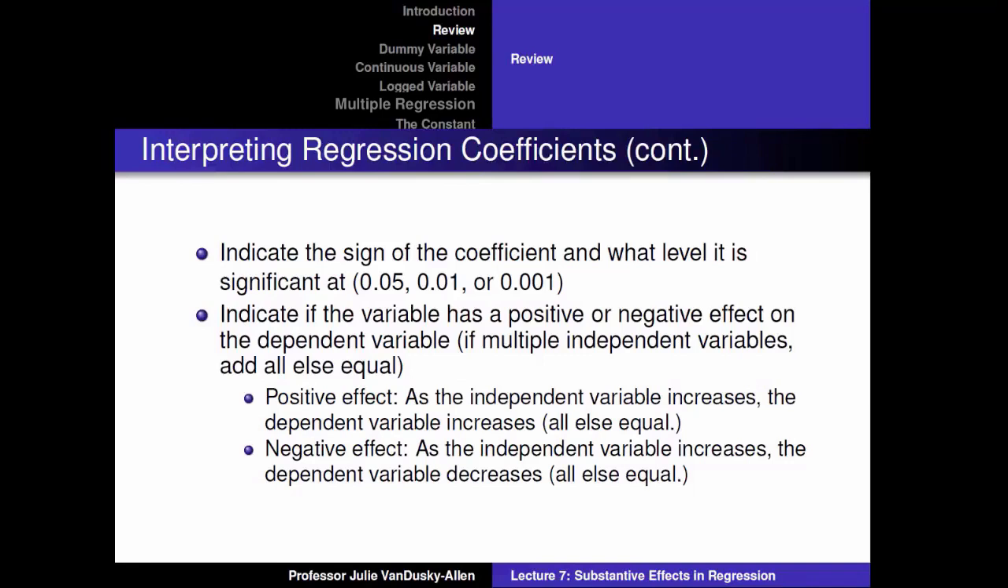Then you note if the variable has a positive or negative effect on the dependent variable. If it has a positive effect, you say, as the independent variable increases, the dependent variable increases. If it has a negative effect, you say, as the independent variable increases, the dependent variable decreases. If you are running a regression with multiple independent variables, do not forget to add all else equal.